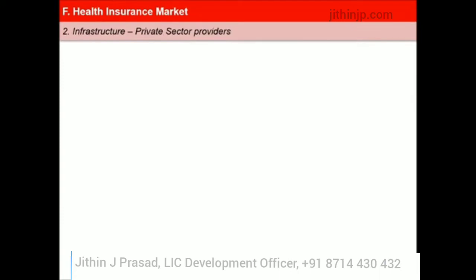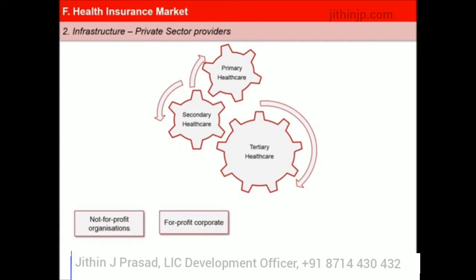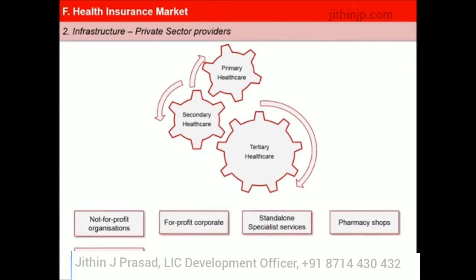Second level of infrastructure is private sector providers. India has a very large private health sector providing all 3 types of healthcare services, that is primary, secondary, as well as tertiary. These range from voluntary and not-for-profit organizations to for-profit corporate, standalone specialist services, pharmacy shops, trusts, solo practitioners, diagnostic laboratories, and unqualified providers. It is estimated that more than 7,000 voluntary agencies are involved in health-related activities.